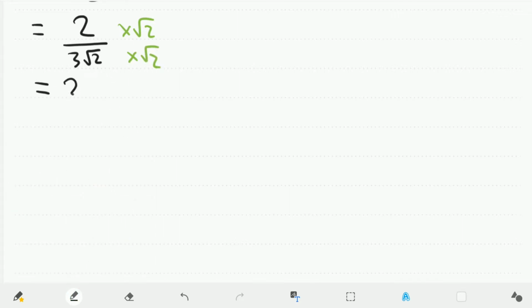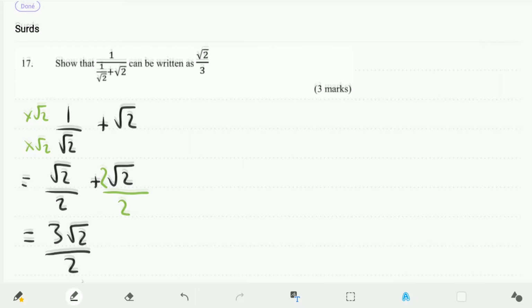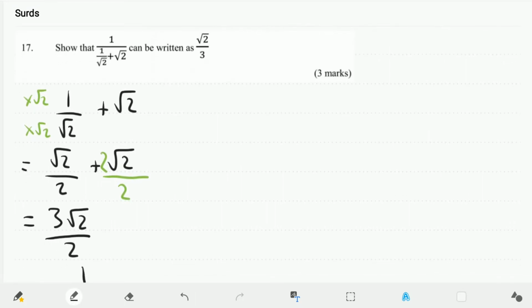And that would give us 2 root 2 over 3 root 2 times root 2. So root 2 times root 2 is root 2 squared, which is the same as 2. 3 times 2 is 6. And finally, we know that 2 and 6 have a common factor of 2, so we can divide both of them by 2. 2 divided by 2 is 1, and 6 divided by 2 is 3. So here we've shown that it is indeed equal to root 2 over 3.